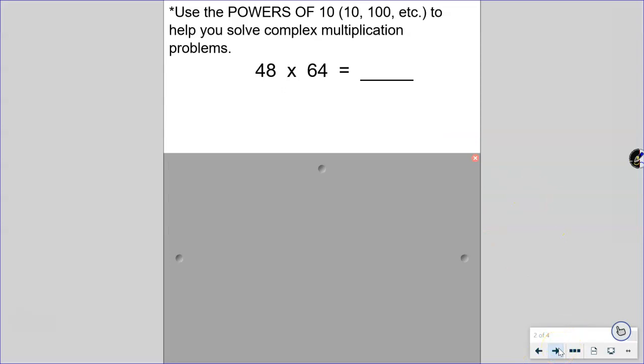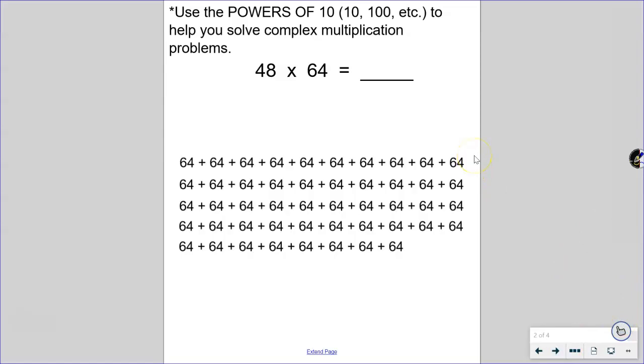So now we're going to go ahead and look at a larger problem. 48 times 64. 48 times 64, we have a choice. We can say, hey, we're adding the number 48 64 times. Or we can say, hey, we're adding the number 64 48 times. Me, personally, I would prefer to think about it as 48 groups of 64.